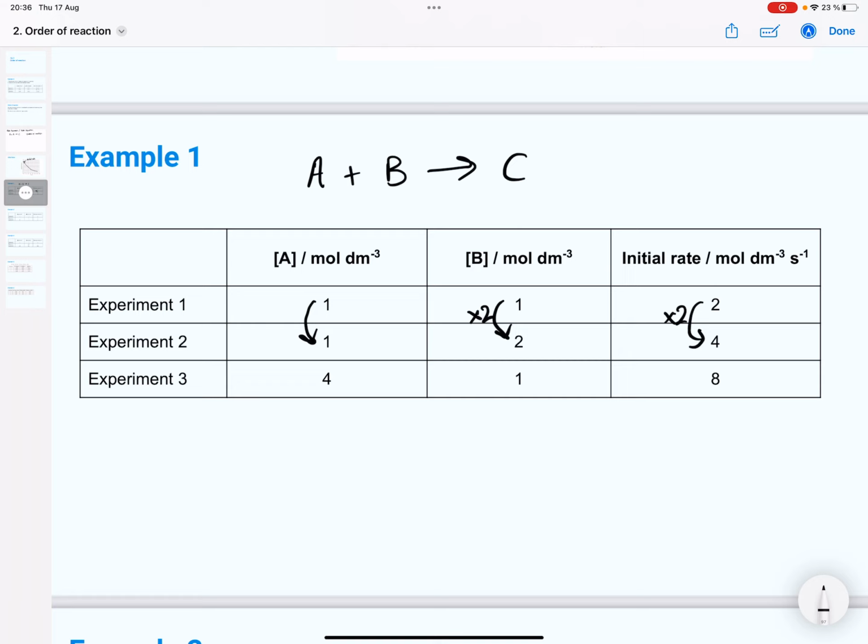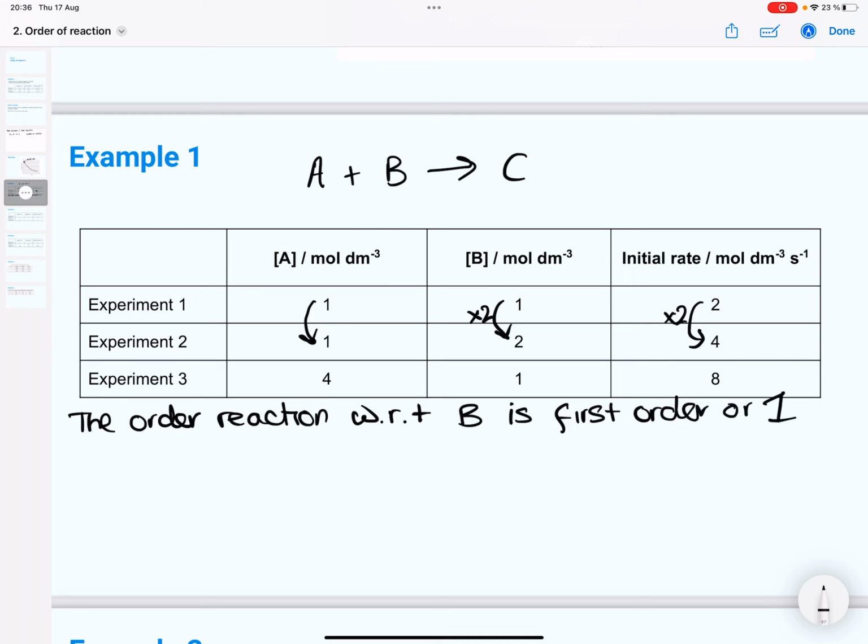That means, because the increase in concentration is directly proportional to the increase in rate, we can say that the order of reaction with respect to B is first order. Or you could just write 1. Great.